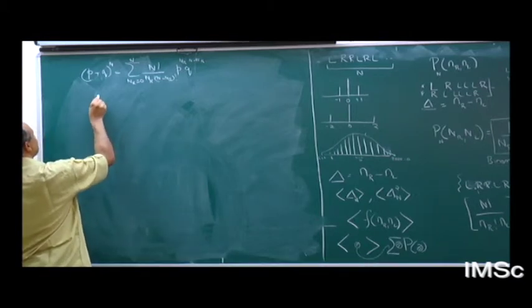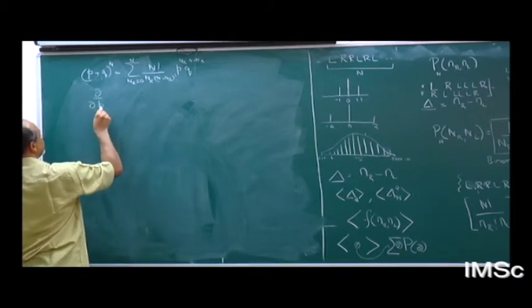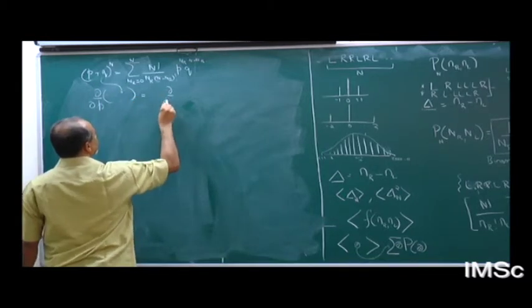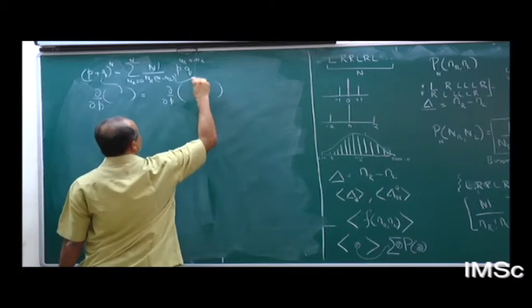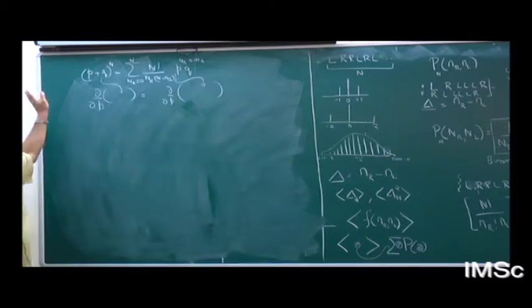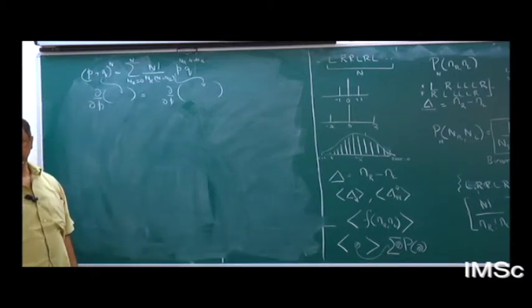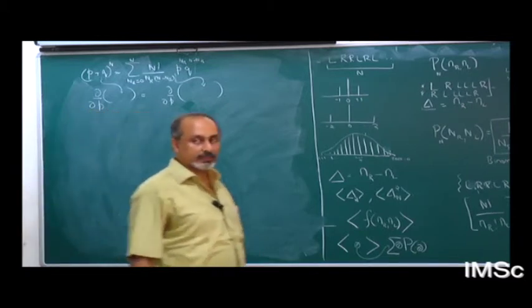Let me write delta by delta p of this object equal to delta by delta p of this object. Both the left and right hand sides are functions of a quantity called p. I am now going to take a derivative with respect to p. Is everybody happy with that?